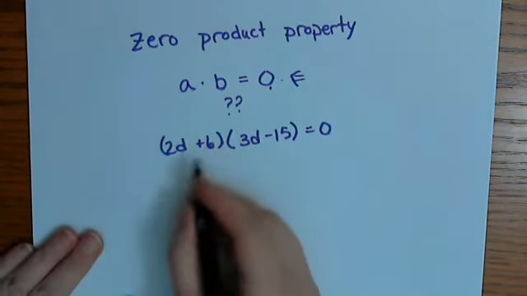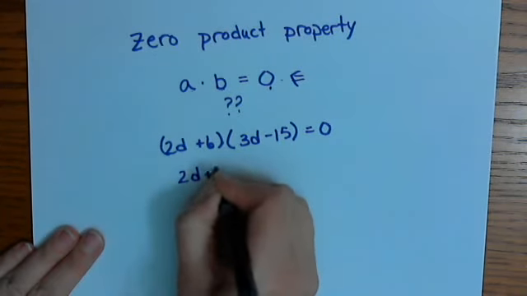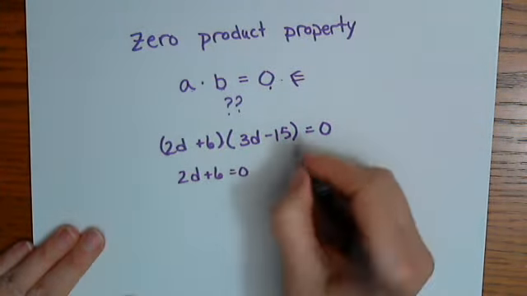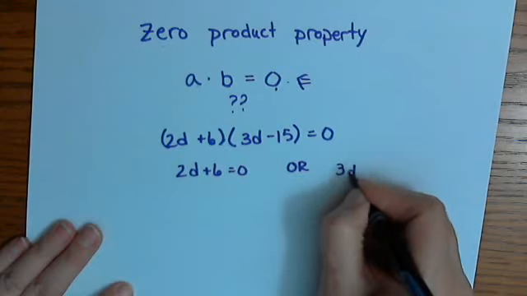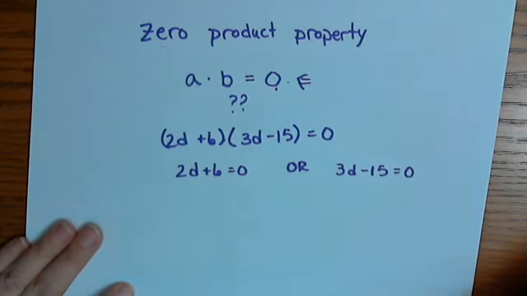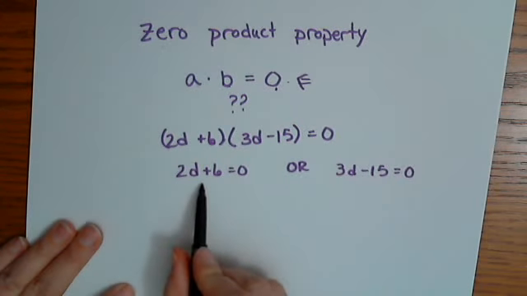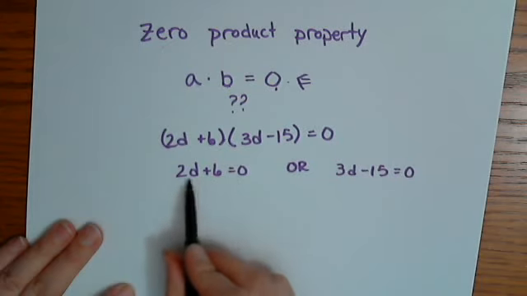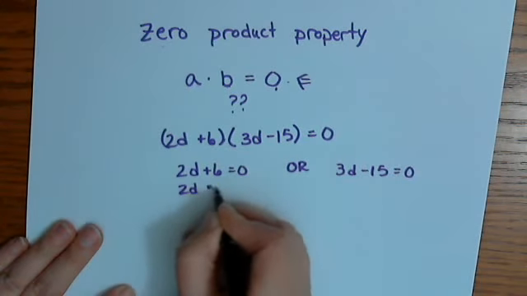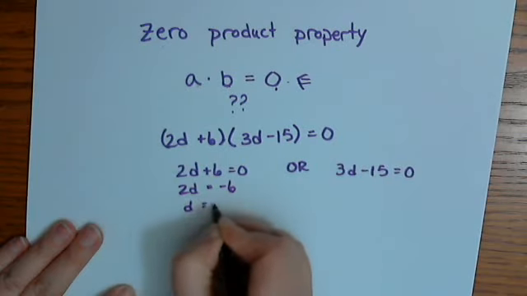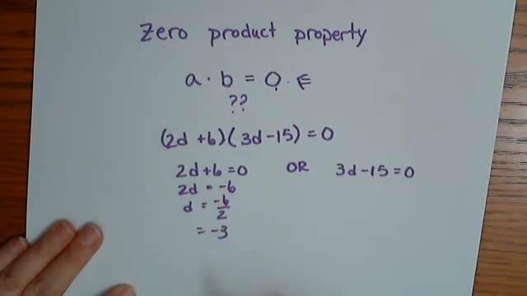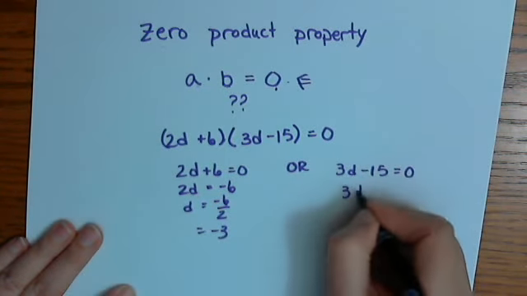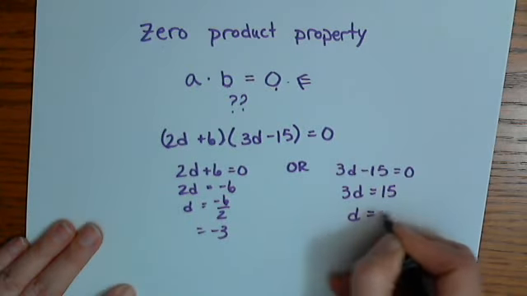So how can I say that? I can say, well, either 2D plus 6 equals 0, or I could say 3D minus 15 equals 0. Well, this is just an equation with one variable. I know I can say 2D equals negative 6, and I could say D equals negative 6 over 2, which is negative 3. Or I could say 3D equals 15 and D equals 5.